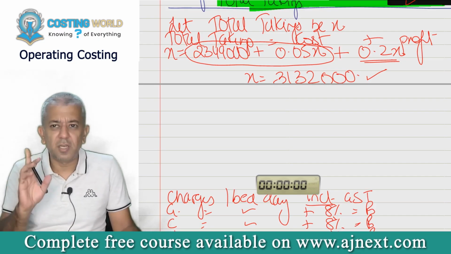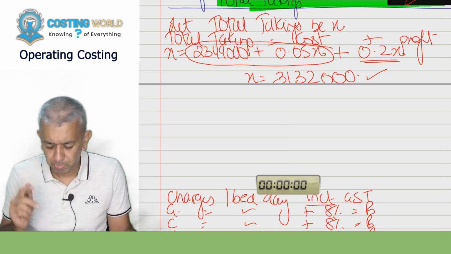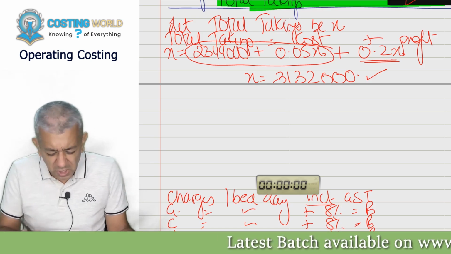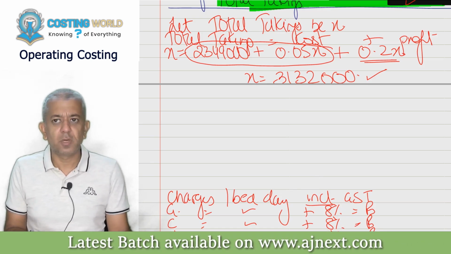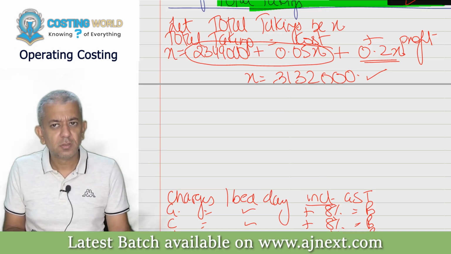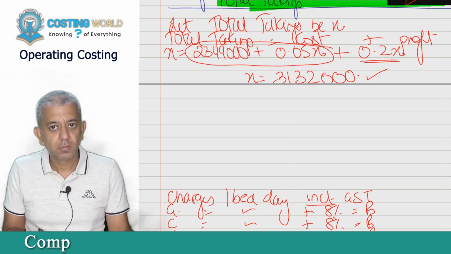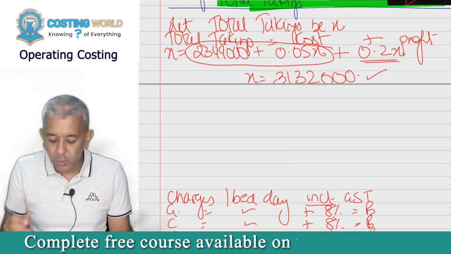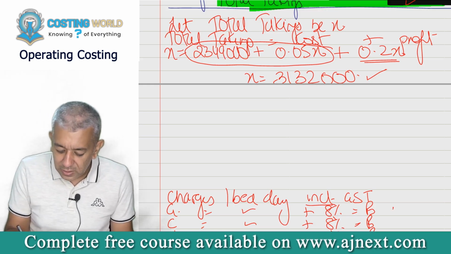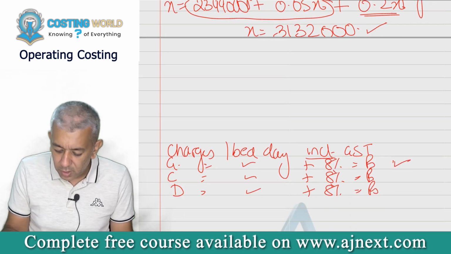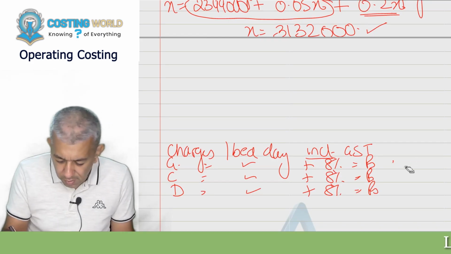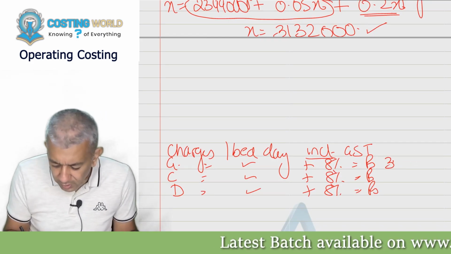Answer should be 31.32. Is the answer 31.32? I exactly don't remember. Is it? Even I am not sure. This number comes to how much? 32 point?